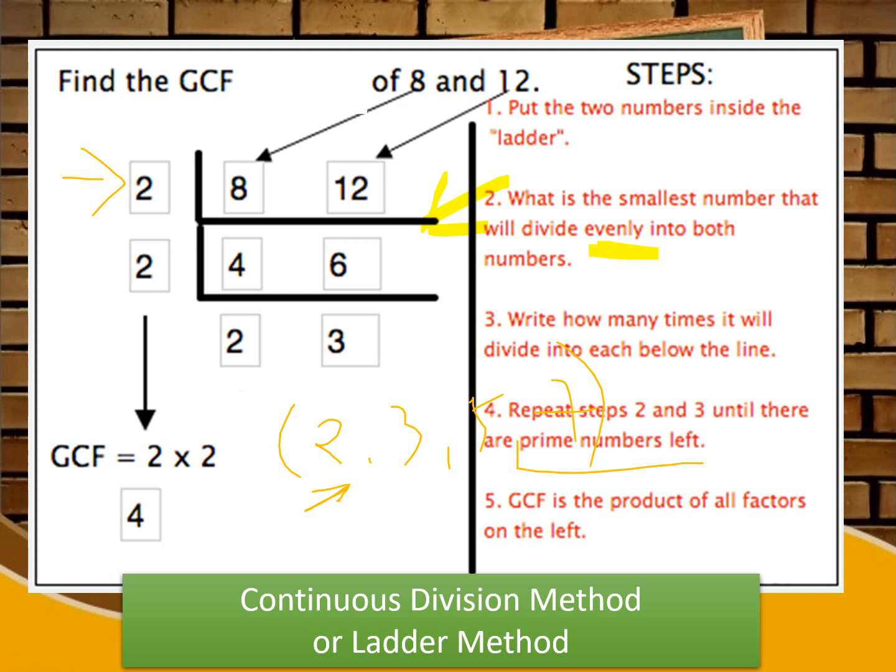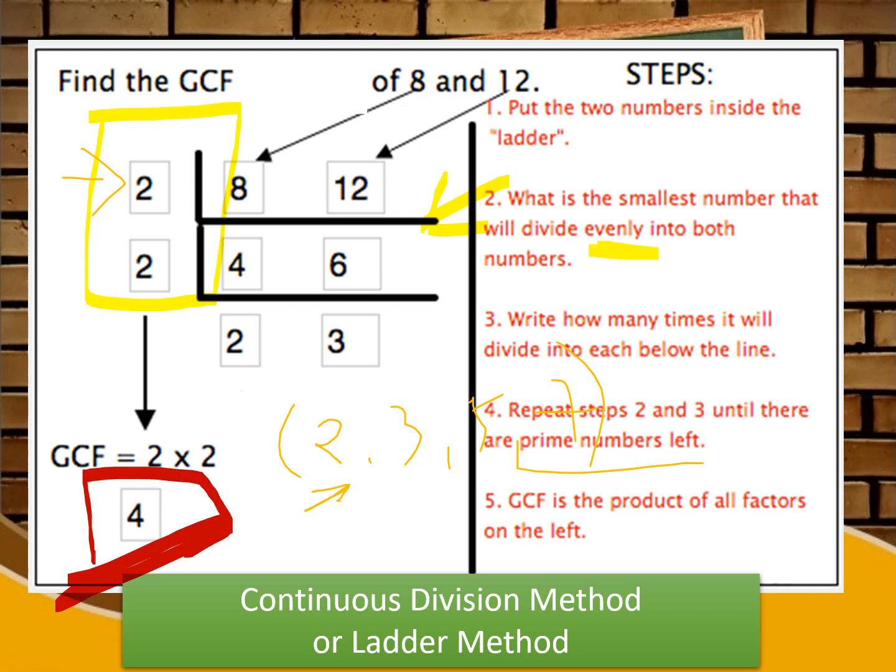Now, to get the GCF, it is the product of all factors on the left of your ladder. So, look here, on the left side of your ladder, there are two numbers, 2 and 2. You will multiply those to get your GCF. Therefore, your GCF is 2 times 2. The answer is 4. 4 is your GCF. Understood?